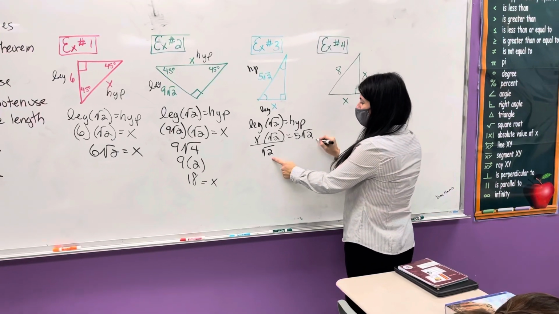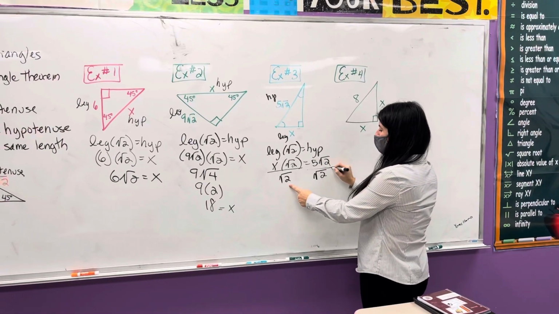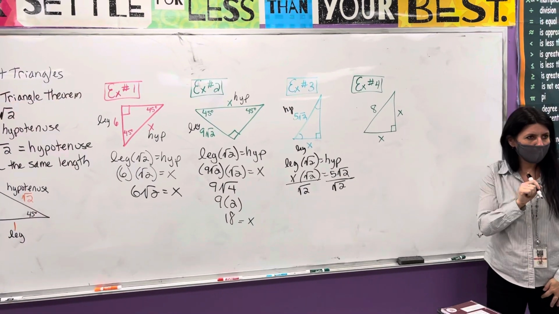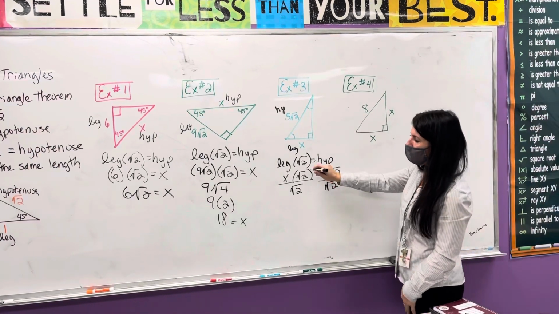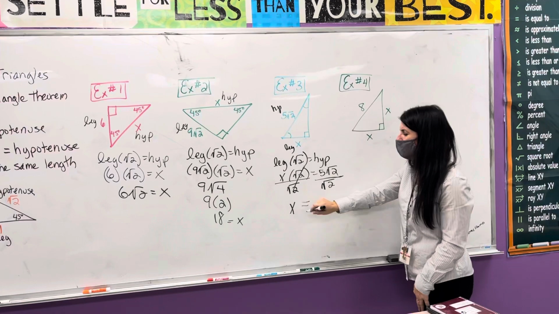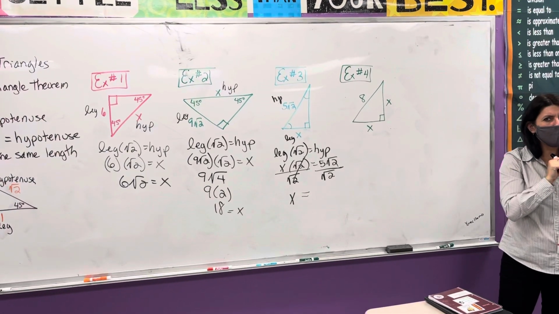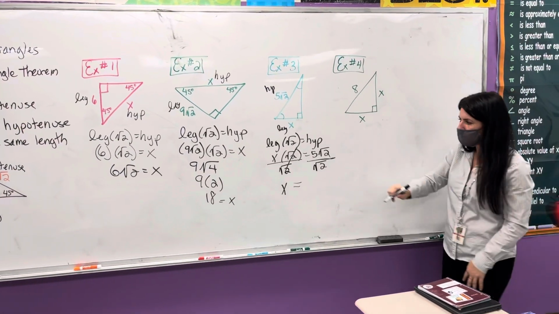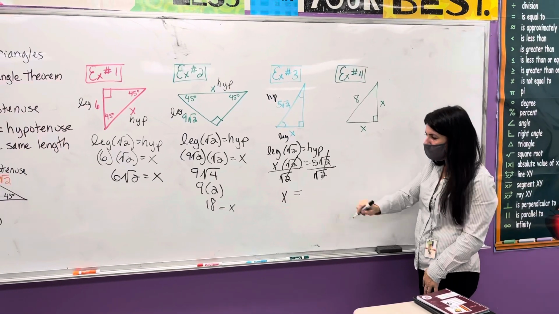Whatever I do on one side, I have to do exactly the same thing on the other. On the left-hand side, my square roots cancel and I have x left. What about on the right-hand side? What does that equal? What's that give me? 5, because the square root of 2's cancel. That gives me 5.